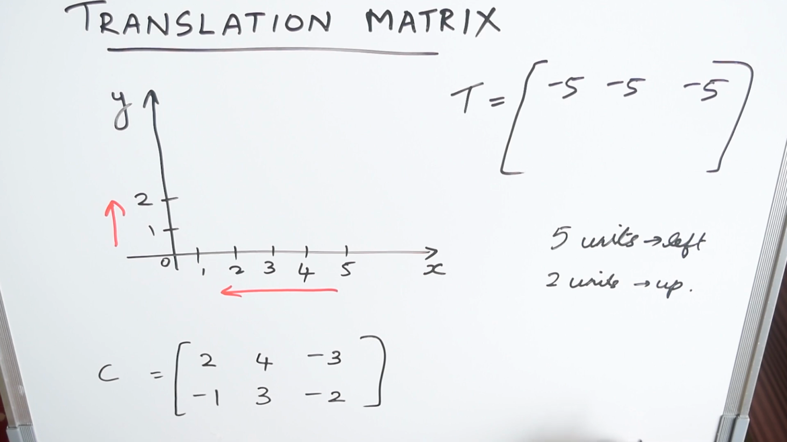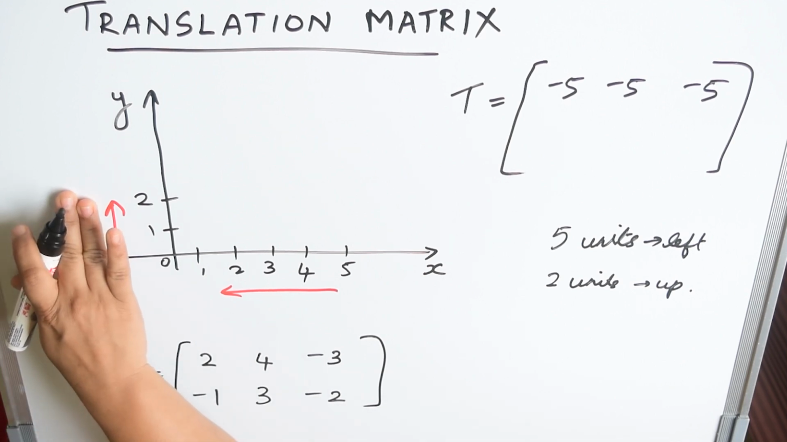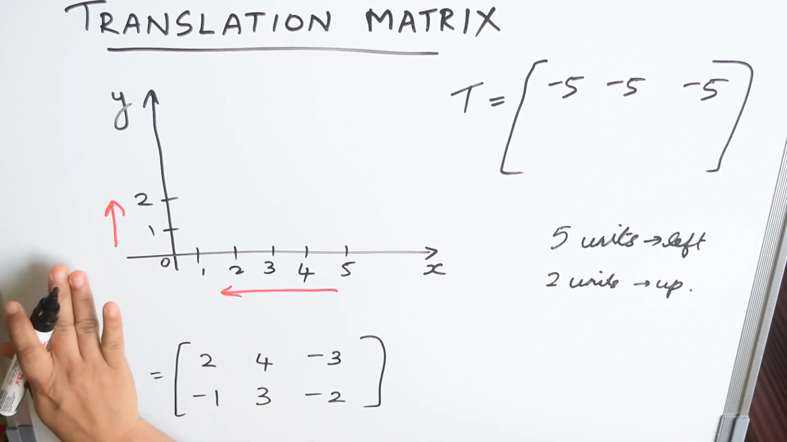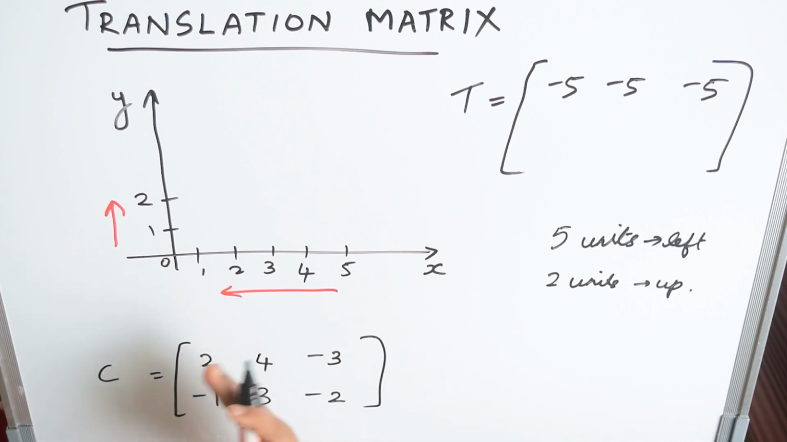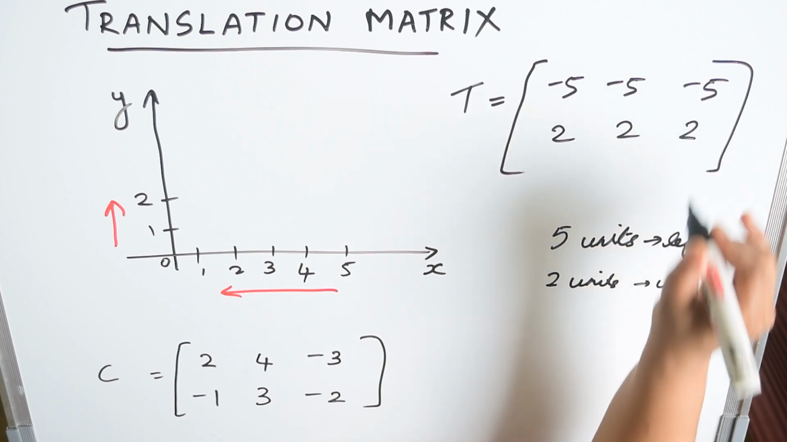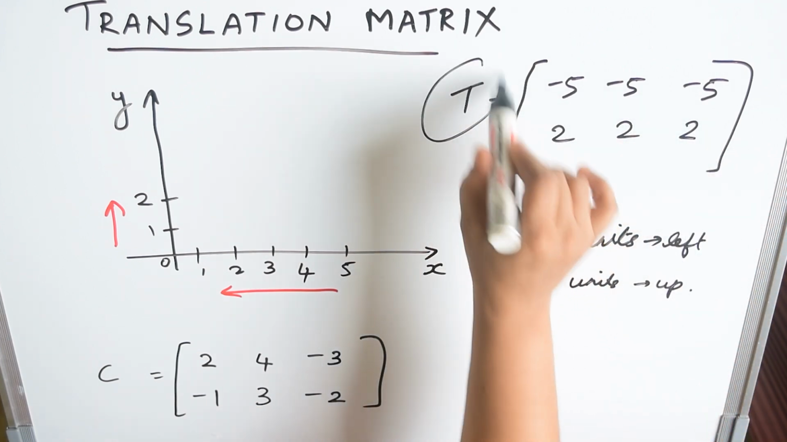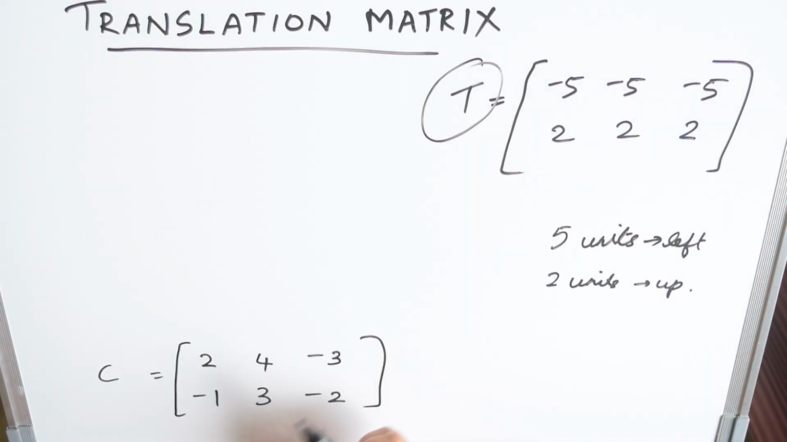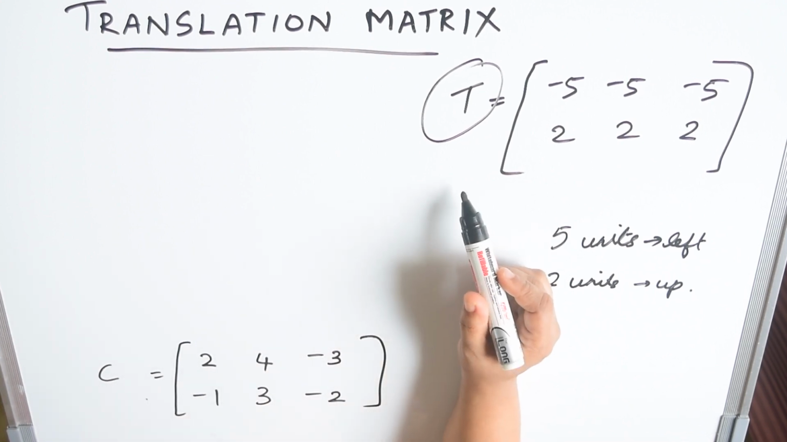Now translating the triangle 2 units up means each y coordinate increases by 2. So in the translation matrix you can write it as 2, 2, 2. This T is the translation matrix. Now to move the triangle accordingly, add the coordinate matrix and the translation matrix.